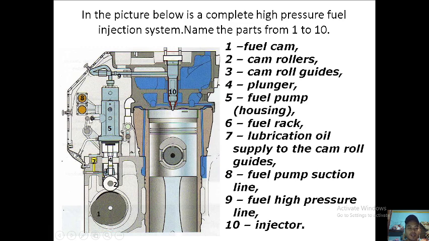6 is the fuel rack, so this rack is connected to the governor. Number 7 is the lubrication oil supply to the cam roll guides, so that these cam roll guides will be lubricated, preventing damage. 8 is the fuel pump suction line. And 9 is the fuel high pressure line. And number 10 is the fuel injector.